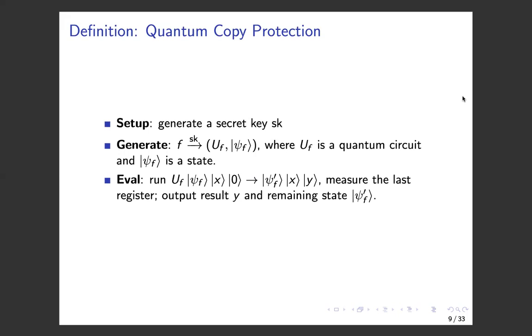So throughout the slides, we will represent any quantum program as a unitary and a quantum state. And this unitary may include some classical functionality and also some classical information that gives you instructions on how to run such a program. And finally, we have this eval algorithm that basically just runs this unitary on the input state and the input X you want to evaluate, and finally measures the last output register. And also it outputs the leftover state that you have run once.